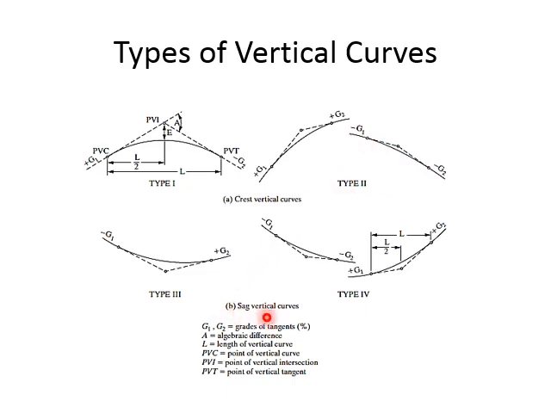Similarly for sag curve, if you have gradients in different directions like this one, so you have a negative and a positive, it's type 3. And then if you have gradients in the same direction, so you have both negative here or both positive here, they are type 4.